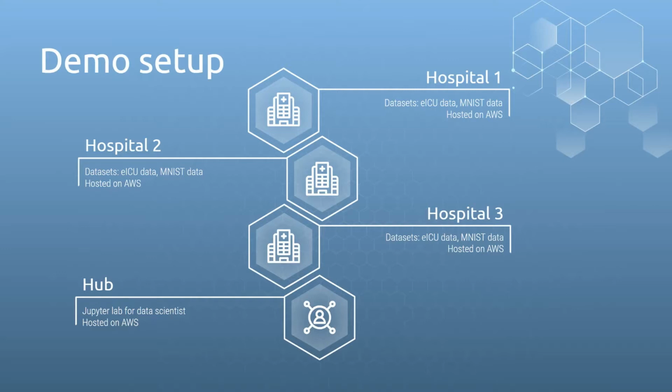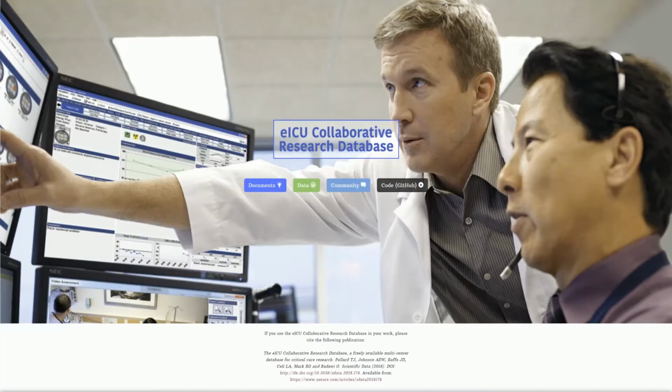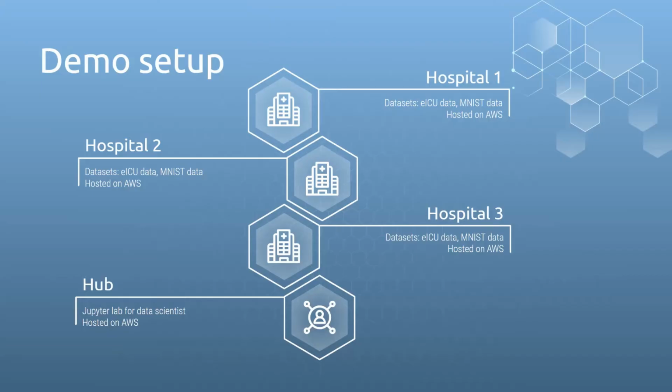In the demo itself, we have 3 data sets mimicking 3 real-life hospitals. In particular, we have the eICU dataset, which is a famous intensive care unit dataset that is pulled together from dozens of US hospitals and made available by MIT. So this dataset was split up to emulate 3 hospitals, and the 4th server is the hub.